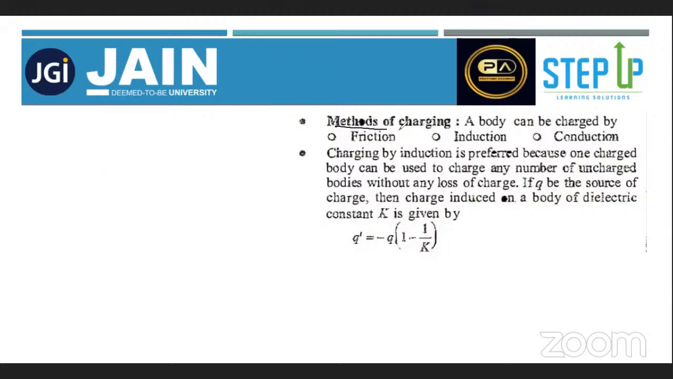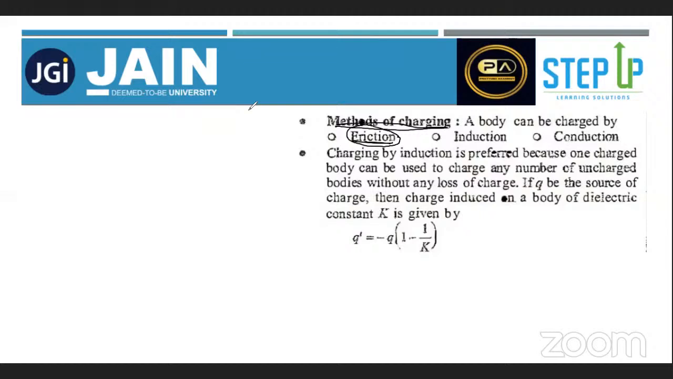Next we have methods of charging. The first method of charging is friction, normally by rubbing. A common example is that you tear a few pieces of paper, rub your ruler against your hair, and then take it near those torn pieces of paper. They get attracted towards the ruler. That is friction, where charge is transferred: one will gain electrons, the other will lose electrons.